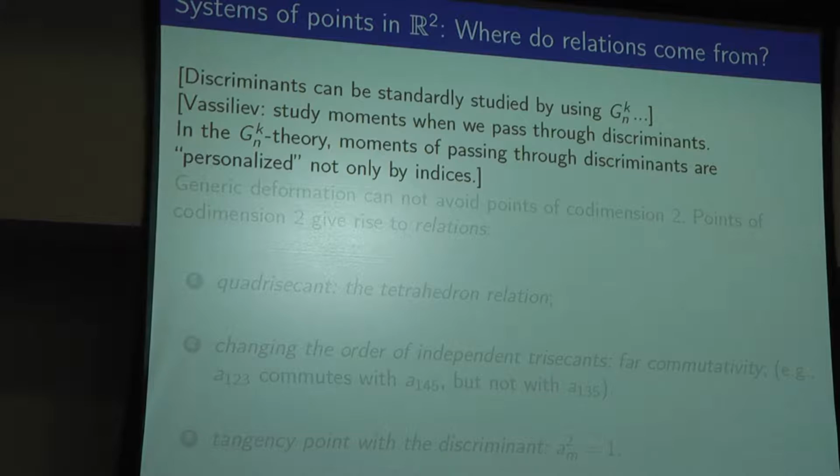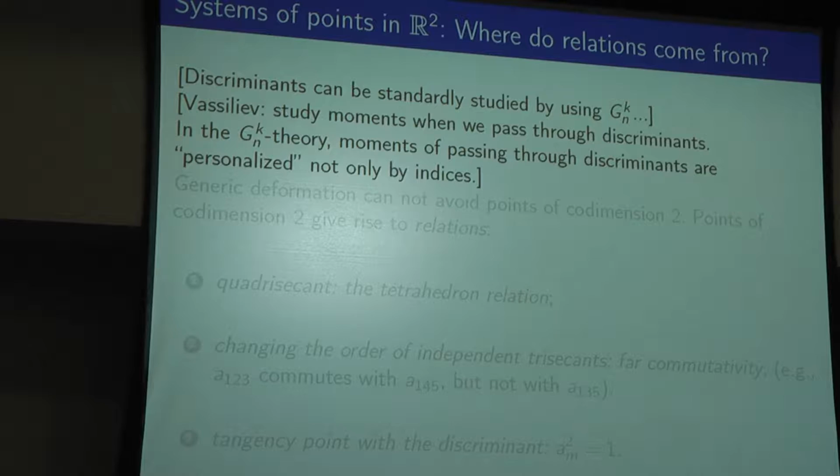So we can say that we're studying some discriminants, and if we want to study some loop in some maybe complicated configuration space, we can say, okay, we're passing through some walls, and we encode these walls by some points. And here, my G_n^k groups give new sorts of walls we pass through, and I would like to say that these walls are very much personal.